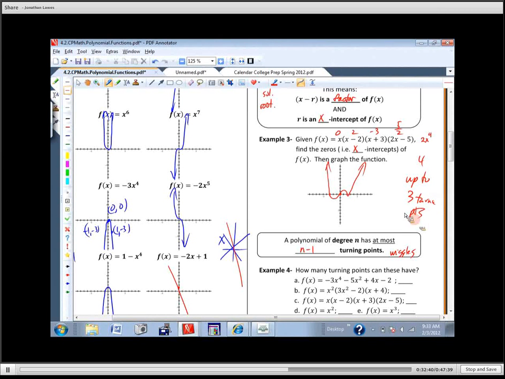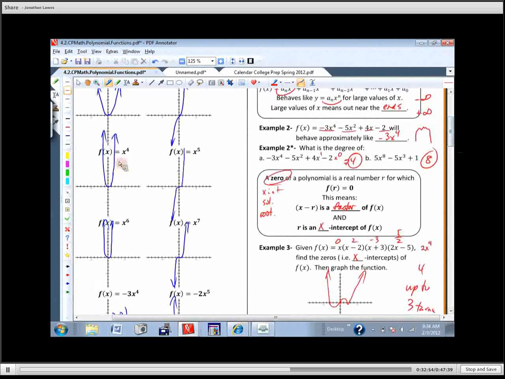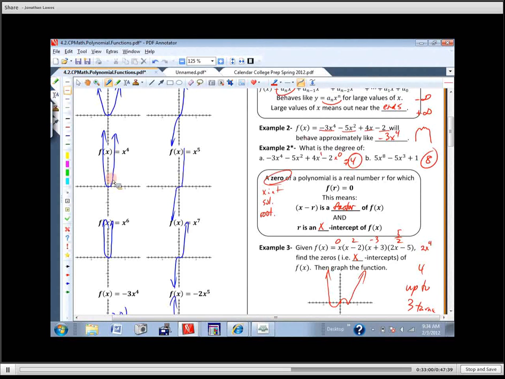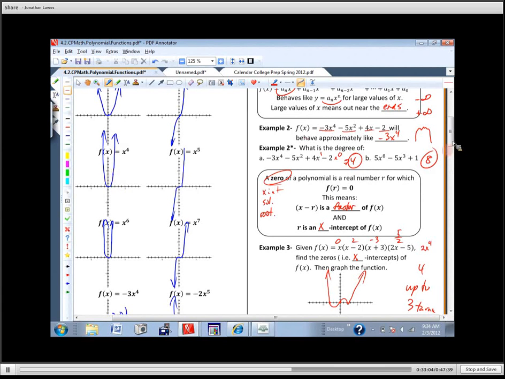So let's watch. Turns once, turns twice, turns 3 times. Now, it doesn't have to turn 3 times. It can turn up to 3 times. In fact, we can see a really simple example right here. There's x to the fourth. The degree is 4. How many turning points does this have? Just 1. It doesn't have to have 3. It doesn't have to have n minus 1 turning points. It can just have up to that.